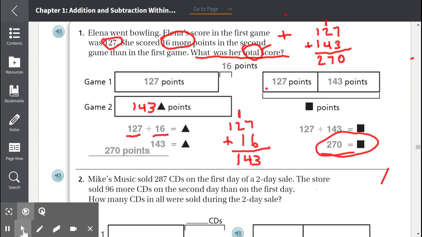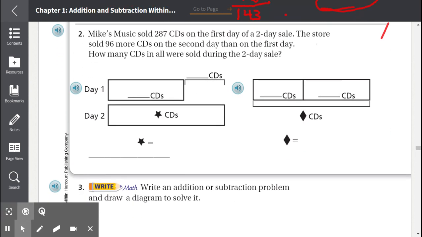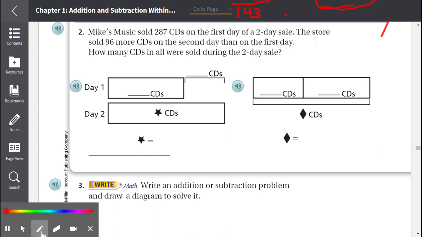Number 2. Mike's Music sold 287 CDs on the first day of a 2-day sale. The store sold 96 more CDs on the second day than on the first day. How many CDs in all were sold during the 2-day sale?